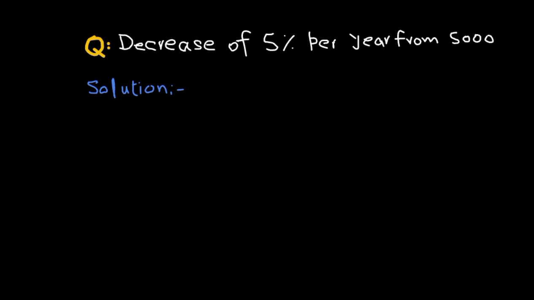This topic is very important for understanding real life problems. So let's start step by step. Our first question is decrease of 5% per year from 50,000. So let's solve this question.